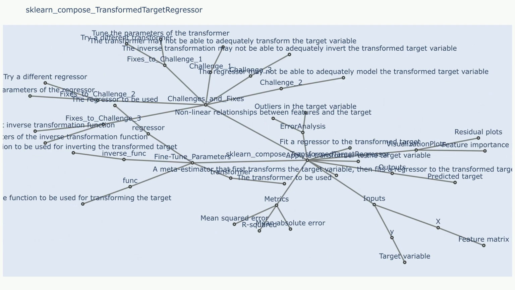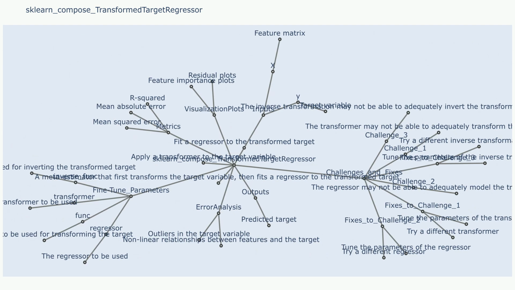Metrics. R-squared. The coefficient of determination, which measures the proportion of variance in the target variable that is explained by the model. Mean squared error, MSE. The average squared difference between the predictions and the actual values. Root mean squared error, RMSE. The square root of the MSE.